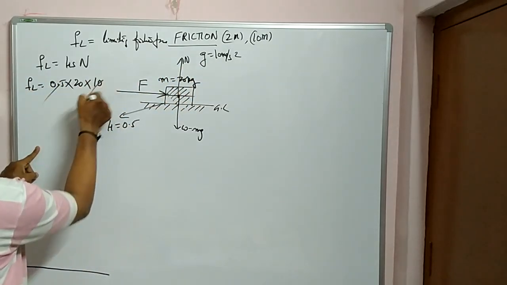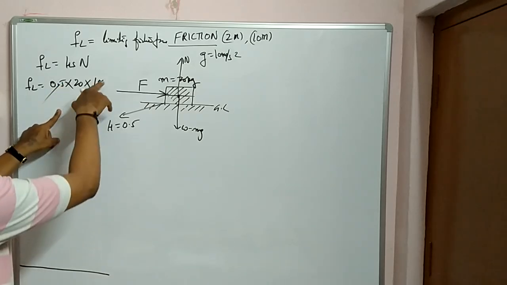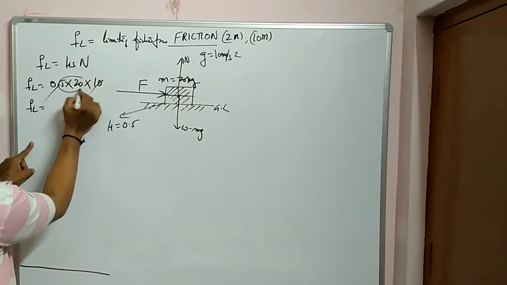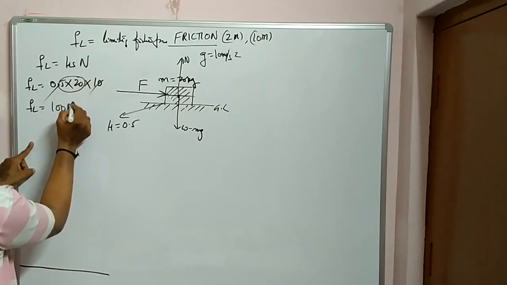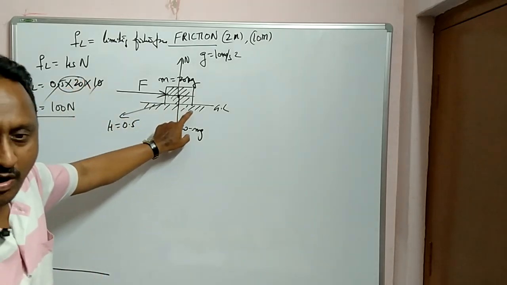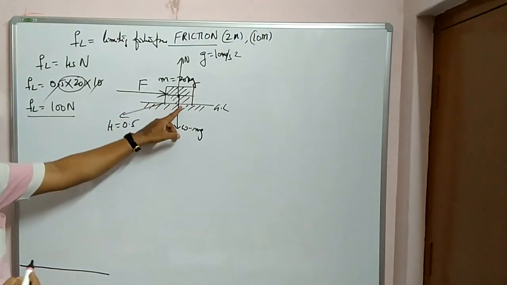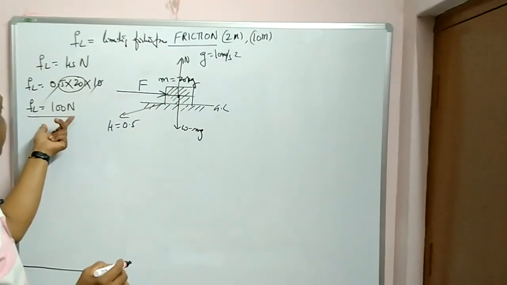Remove this decimal zero, because 5 by 10, 5 by 10 means 2 cancels. What is F limiting here? F limiting is equal to 5 into 20, which is 100 newtons. To move this body, how much force must we apply? If we apply 100, it won't move because the limiting is already 100.